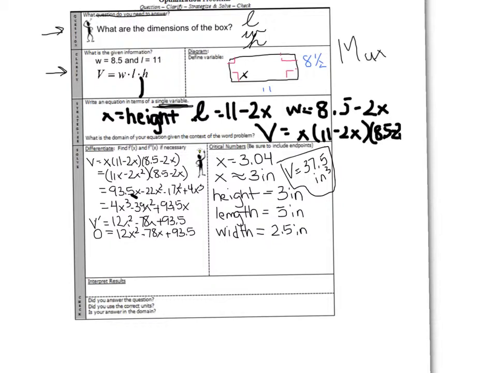Did we use correct units? Yes, we did. Now, is the answer within the domain? So in other words, if I cut 3 inches away from the sides, am I still within the domain? Yes, I am. Congratulations! Many of you found this area. Now you can see how derivatives are used to find that together.